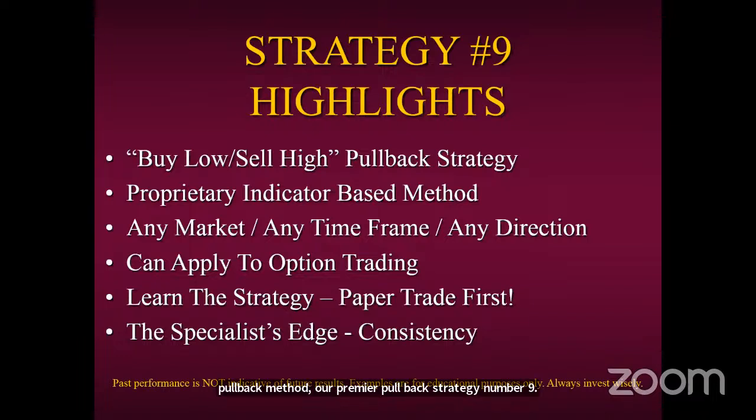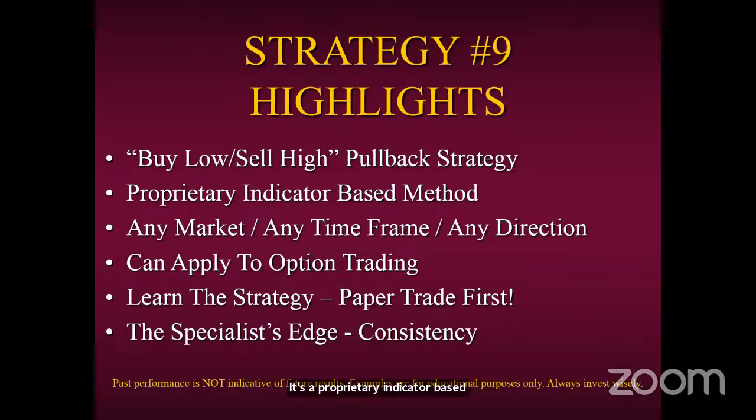We're going to be talking about our premier pullback method, our premier pullback strategy number 9. Let's go over some of the highlights of this particular method. It's a buy low, sell high pullback strategy. That means when the overall trend is up, we're looking to buy at the lower levels of the overall uptrend. But in a downtrend, we're looking to sell at the higher levels, or the bounces within that downtrend. It's a proprietary indicator-based method.